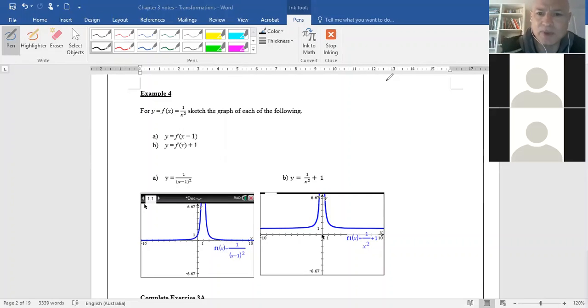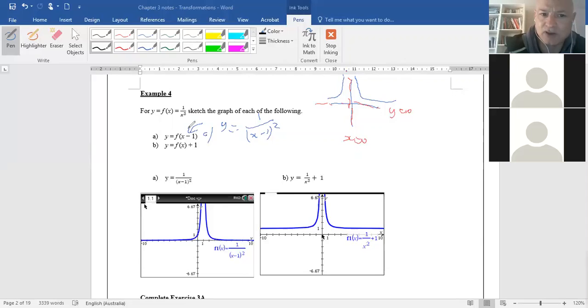Okay, so if we remember, 1 on x squared is a truncus. Okay, a truncus, it has asymptotes there and there. So y equals 0 and x equals 0. But what's happening? We are translating it minus 1 unit. So really we're doing this: y equals 1 divided by x minus 1 squared. That's what we're doing for part A. We substitute x minus 1 in there, we get 1 divided by x minus 1 squared.